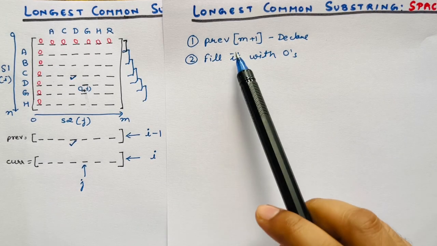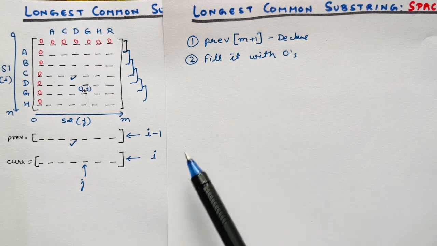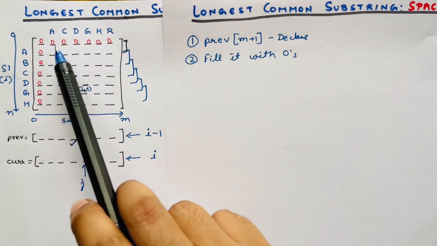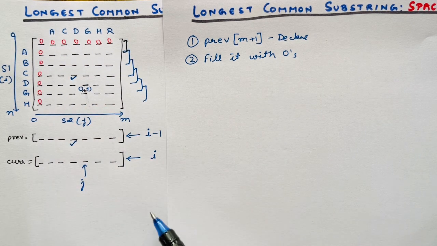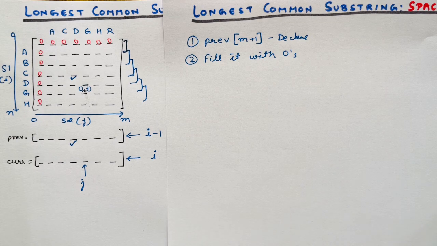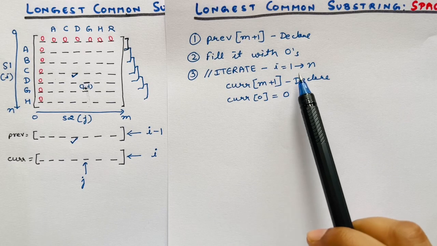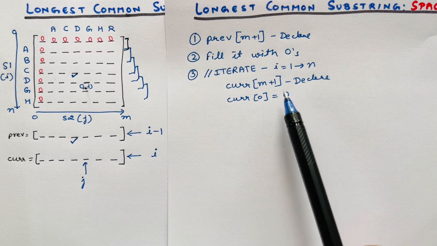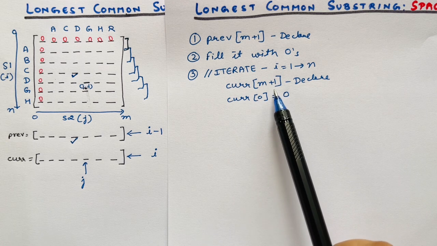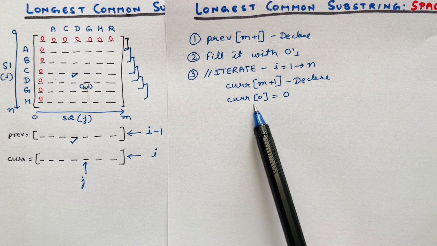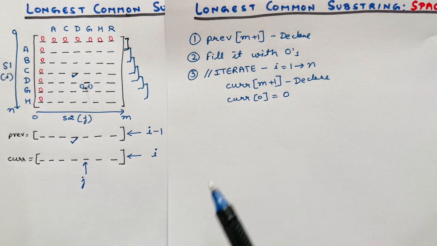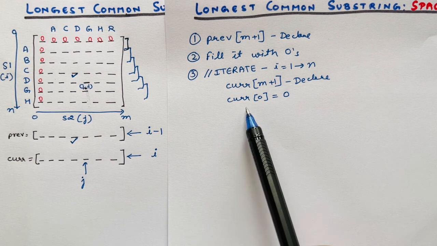So we clearly need a new previous array of size m+1. So we first declare that. Then we initialize it with zeros, as this corresponds to the first row here. Now we have to iterate and fill the current row in every iteration. So we iterate from i equal to 1 till n. And here in every iteration we will fill up a new current array. So we declare a new current array of the same size. And we know that the first element of every current array will be 0, as it corresponds to the first column.